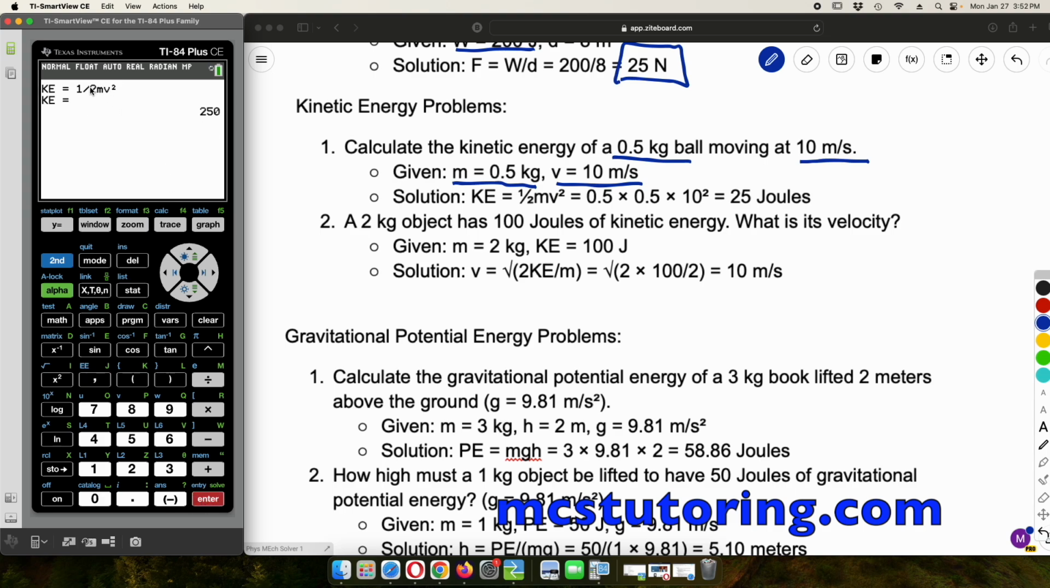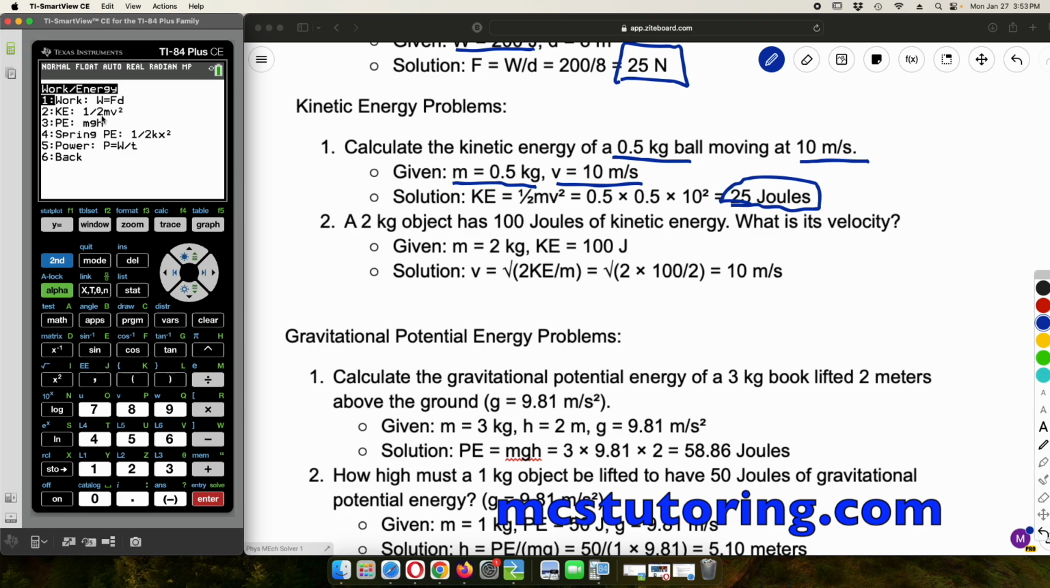And again, if your teacher wants you to write the equation itself, you have it right here. It's super handy, 1/2 mv squared. So we've got 25 joules as the answer. That is fantastic. Okay, let's go to question 2 for kinetic energy.